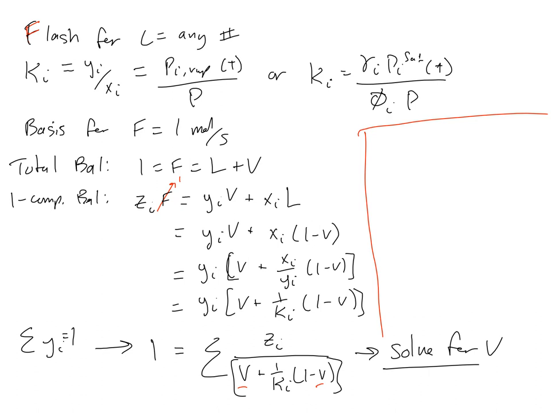So just to finish this off really quickly, once we know V, we can solve for L, which is equal to 1 minus V, right? The total liquid flow rate is just the basis minus how much of it goes into the vapor phase. If we take any of our species balances, we already know the V, we already know the L, we've already calculated that. So we can rewrite this expression pretty quickly in terms of things that we already know.